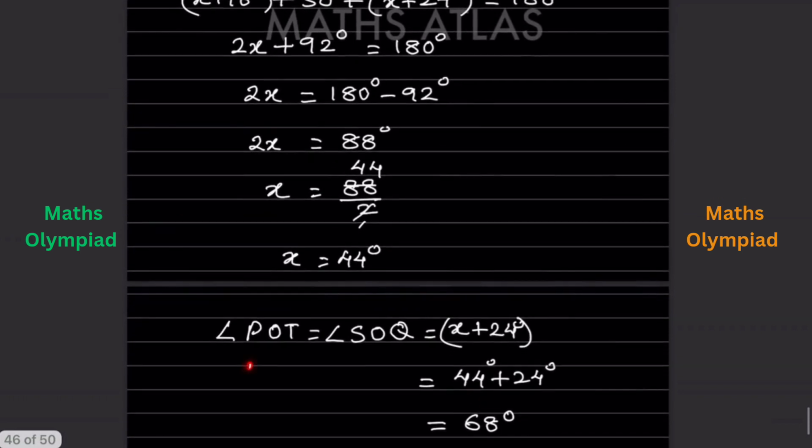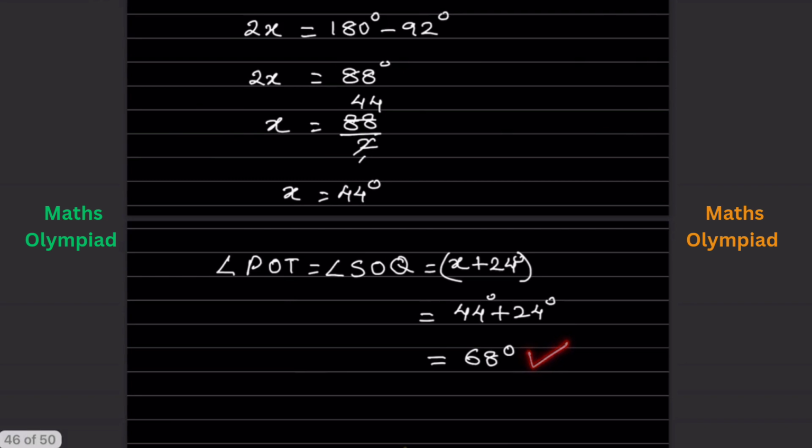So now what we can say here, that angle POT is equal to x plus 24. So we know the value of x as 44. So here we'll put 44 and this is 24. So the answer should be 68. So POT is 68 degree. So here we have completed this question over here.